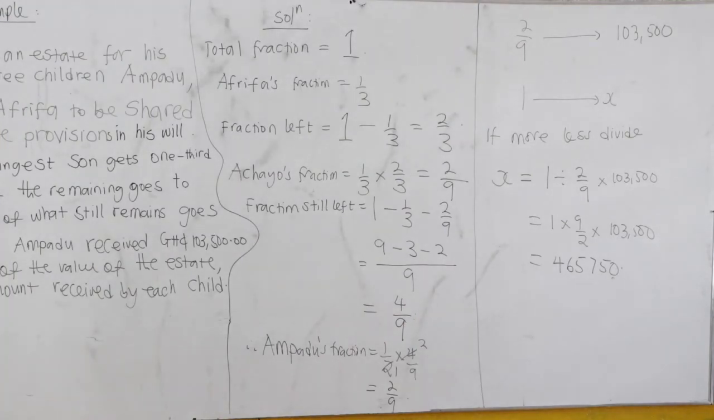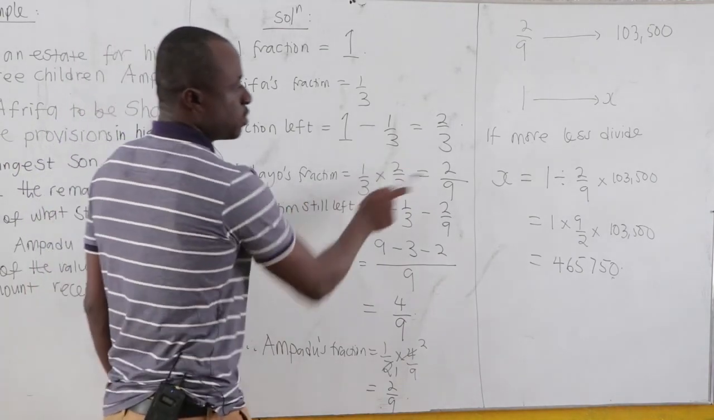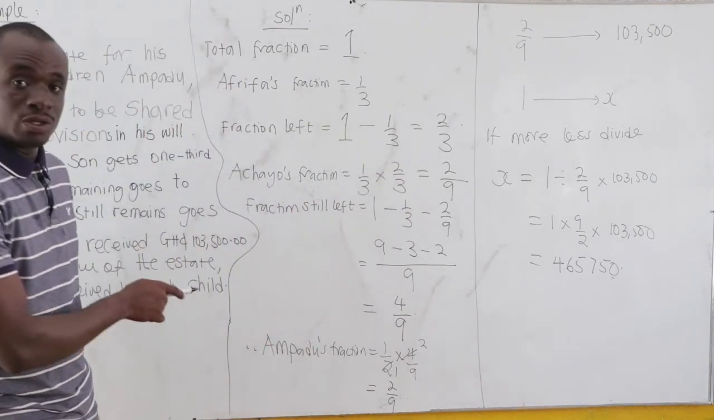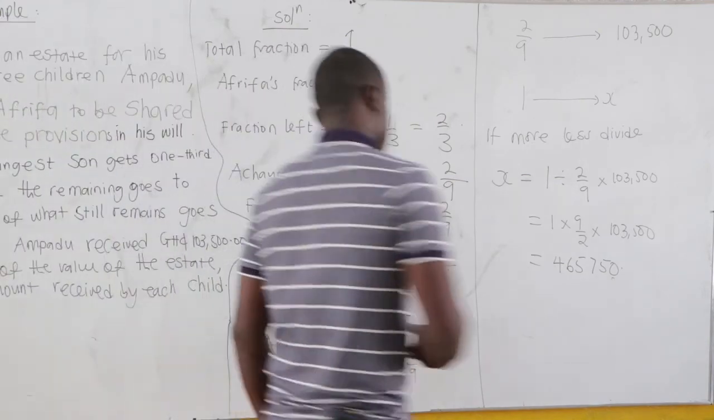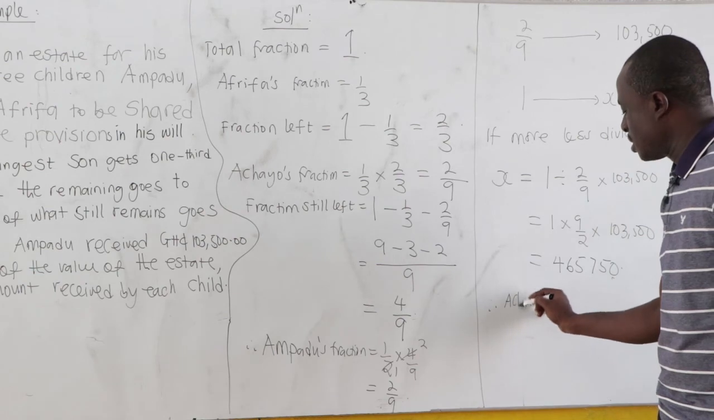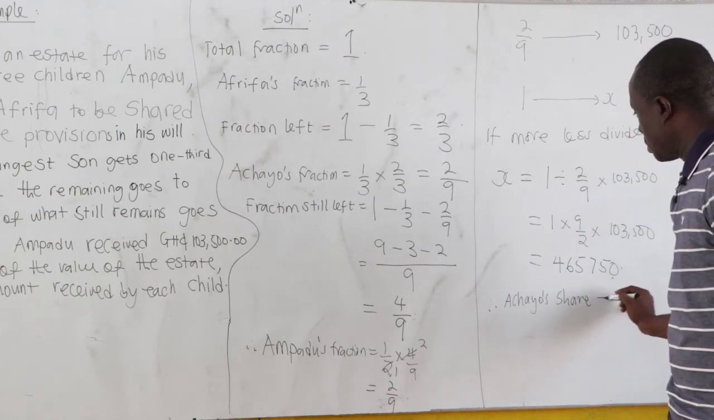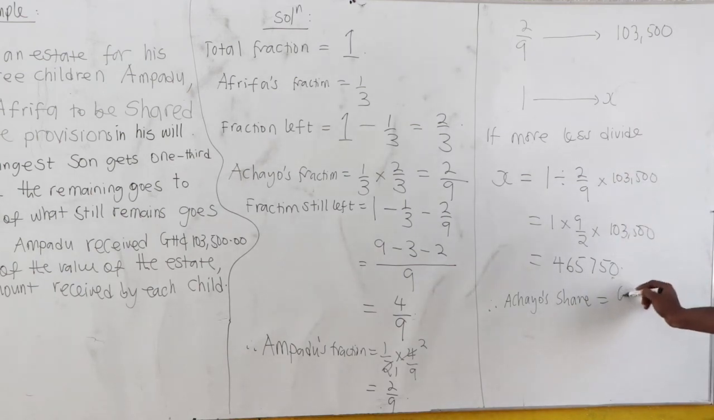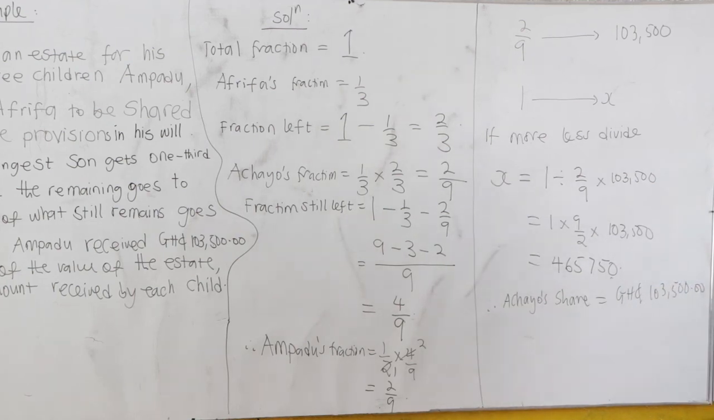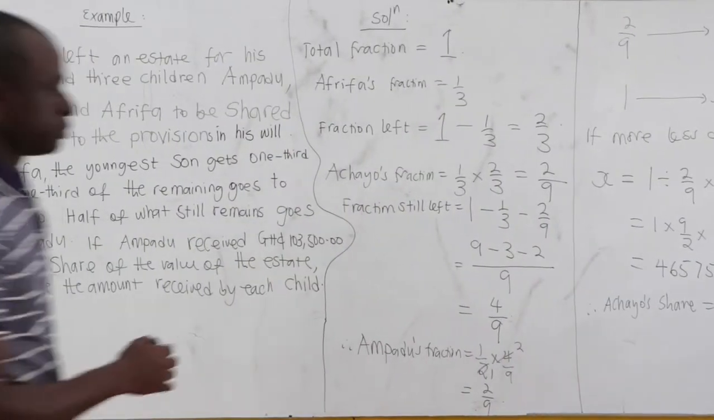Now let's see, what is the fraction for Achayo? Achayo's fraction is also 2 over 9. Ampedu's fraction is also 2 over 9. Hence, we can say that Achayo's share is the same as what Ampedu had. It's the same thing.